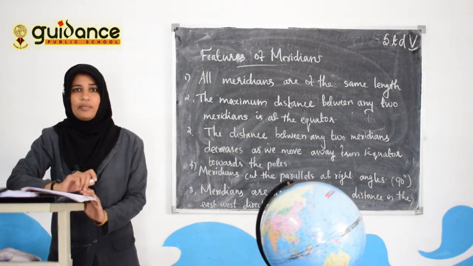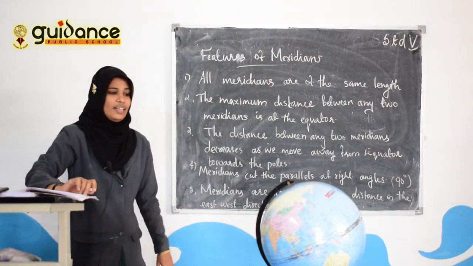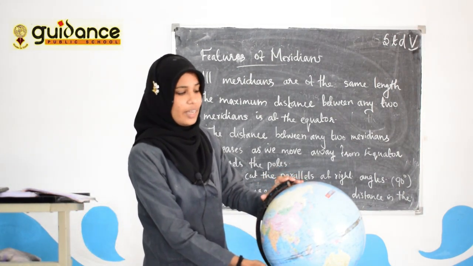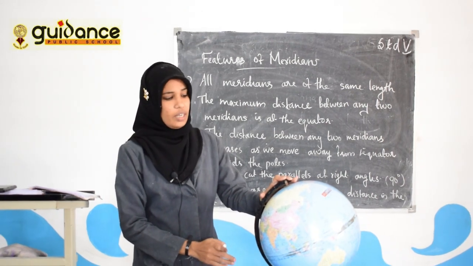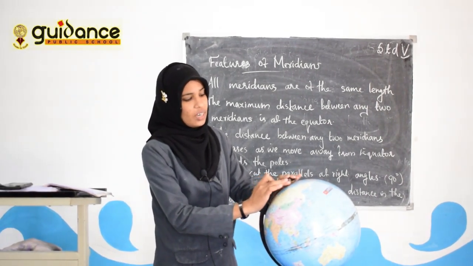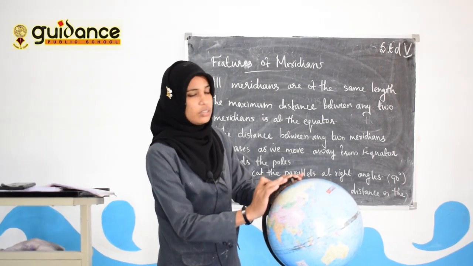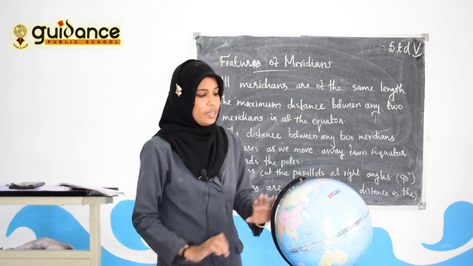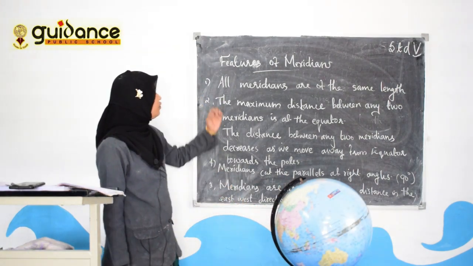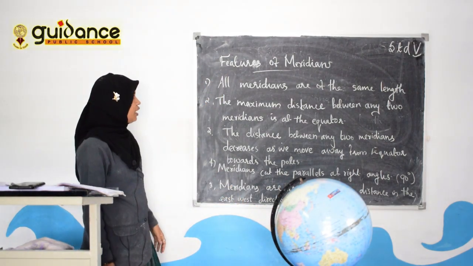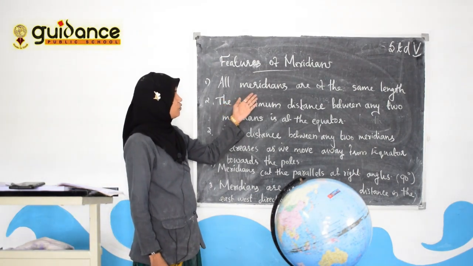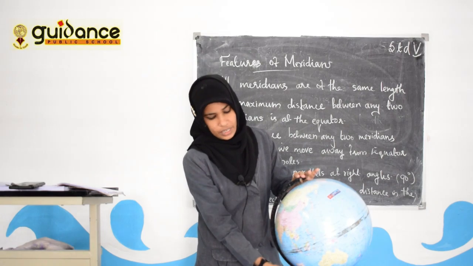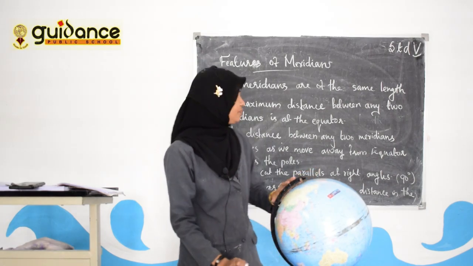Then next one is meridian. The imaginary lines running from north to south are called meridians or lines of longitude. Then next is features of meridians. All meridians are of the same length.